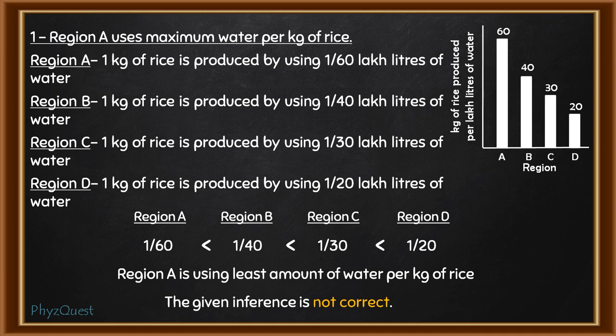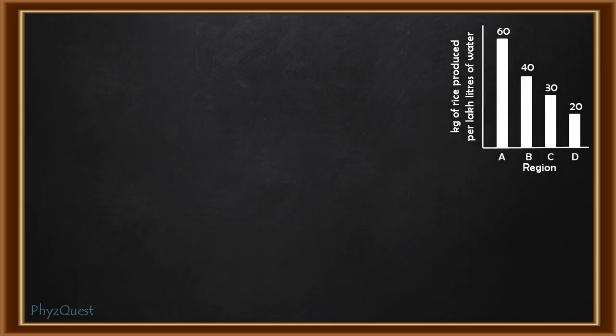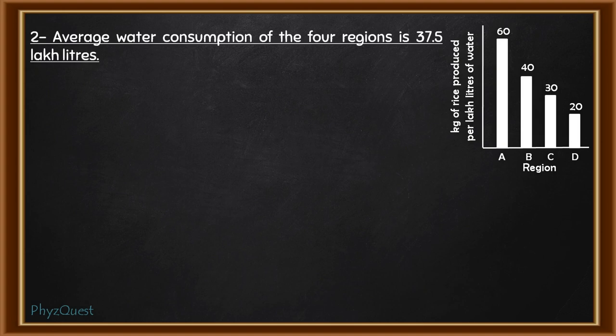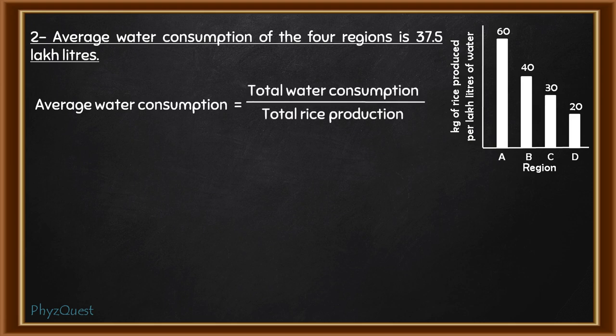Now let us move ahead with the second inference. The second inference is average water consumption of the 4 regions is 37.5 lakh liter. Now here the question is to find out the average water consumption. So first of all, to find out the average water consumption, what do we need? The formula is average water consumption is equal to the total water consumption in all the regions divided by the total rice production.